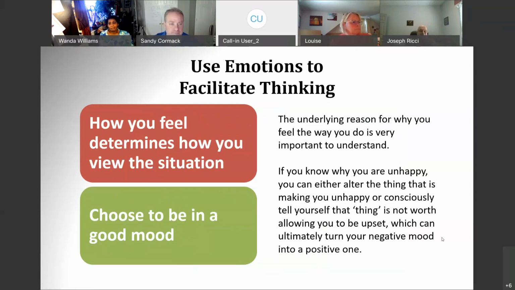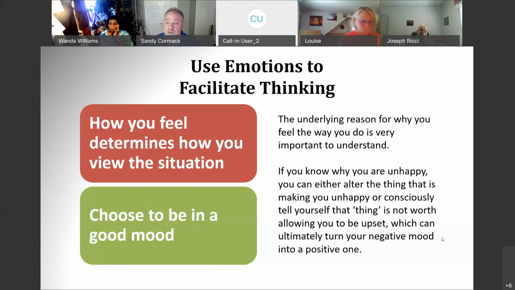So as I was saying, how you feel serves as a filter or a lens through which you view the situation at hand. So the underlying reason for why you feel the way you do is very important for you to understand and to be aware of. Bringing a negative emotion into the interaction influences your reaction and colors and biases the way you think about it and the way you react to it. So understanding that it's not a good idea to have those negative emotions during that interaction, it's really important that you understand why you have those negative emotions.